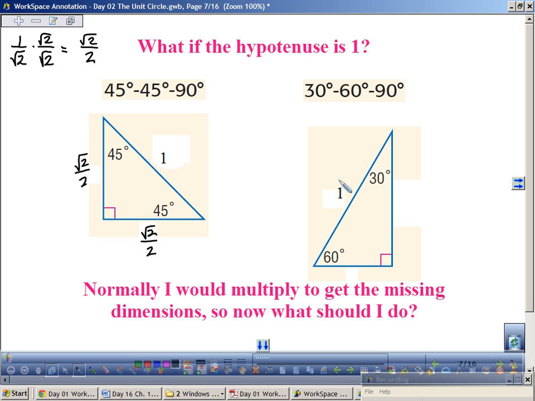Let's do this one. If this is 1, what is this? That would be a half, because if it's bigger by 2, if I do the reverse, see how it says normally I would multiply to get the missing dimensions? So now what should I do? I should divide. So I'm not going to multiply by 2, I'm going to divide by 2, so this would be 1/2. If this is 1/2, now I can multiply, right? What would this be? 1/2 radical 2. Or √3/2? See written like that?